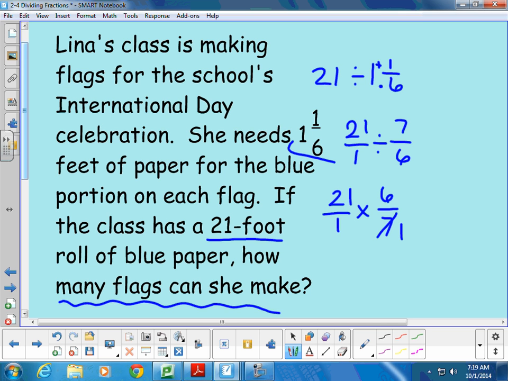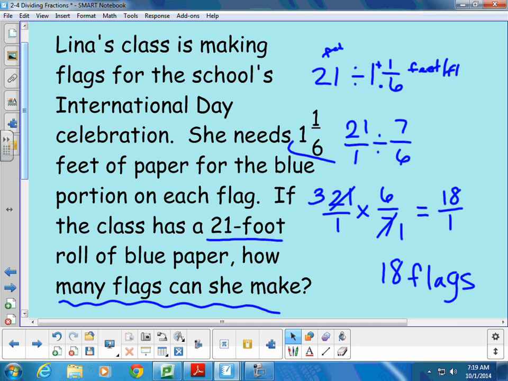7 goes into 7 once. 7 goes into 21 3 times. I'm going to multiply across. 3 times 6 is 18. 1 times 1 is 1. And then I'm going to simplify, just 18. And this represented feet. And this was feet per flag. So really, the feet cancel each other out, and this is going to represent 18 flags. So you have to be aware of that dimensional analysis and knowing what unit you're looking at.